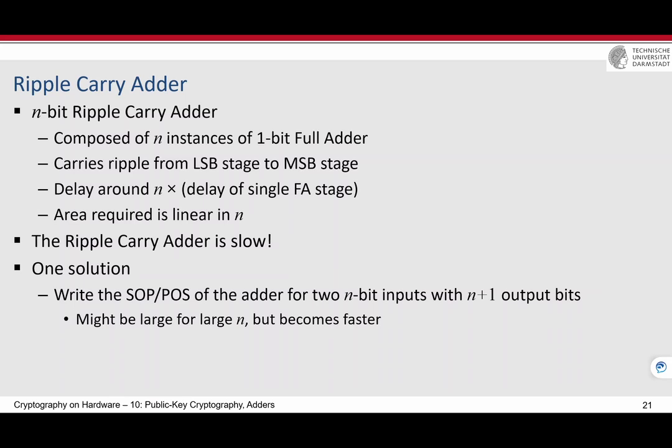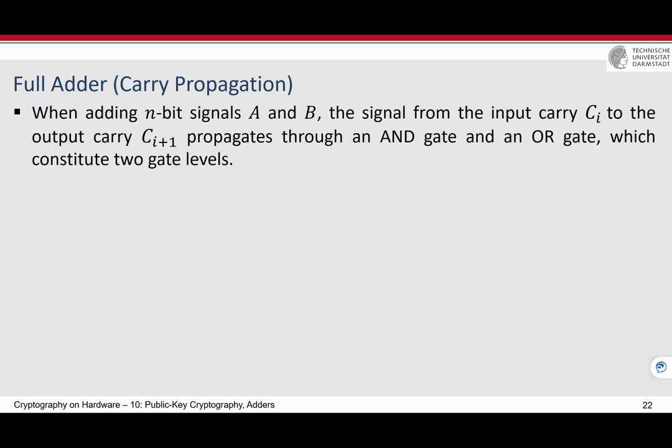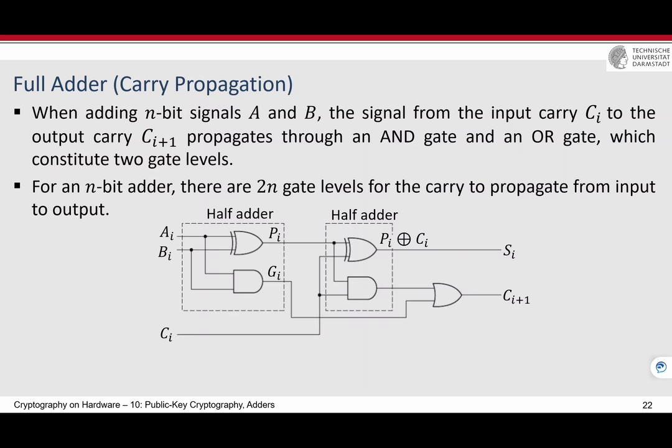The solution is to write the sum of products of the adder. You can write that, but if you have 3000 bits, then good luck. This is not easy or trivial to write. Then for the full adder, let's see just the carry propagation, how this works.